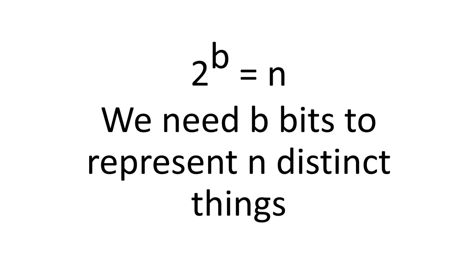So if we know how many bits we have, we just raise 2 to the power of b, and that tells us how many unique combinations of those bits we get, which tells us how many unique things we can represent. If you know how many things you want to represent, you can use the inverse relationship, right? We can take the log base 2 of n to calculate b, but I'll tell you, I personally never do that.